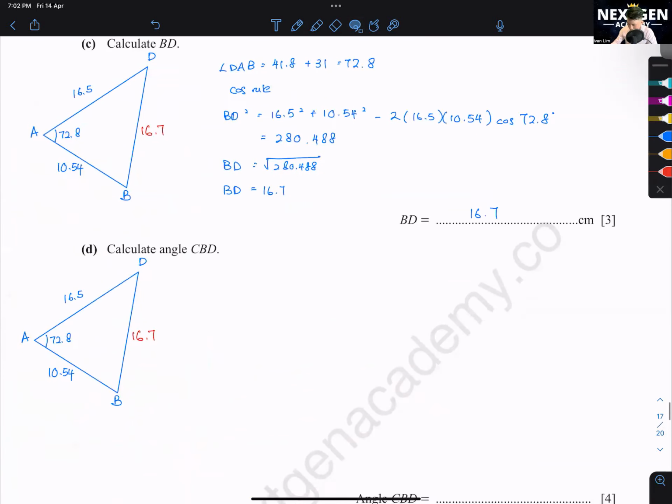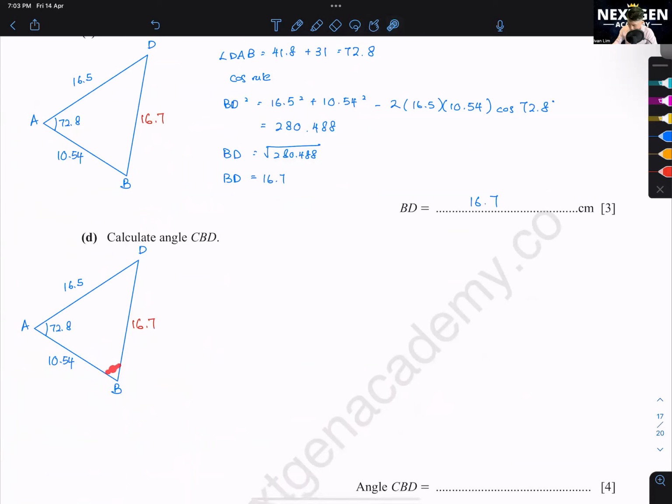Angle ABD. Okay, what rule can we use for here? We can use sine rule, because I have this and this, then this 72.8 and 16.7. So I'm going to use sine angle ABD over 16.5 equals to sine 72.8 degrees over 16.7. Okay, we're going to solve for this side.